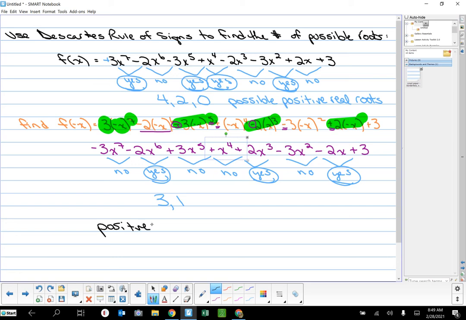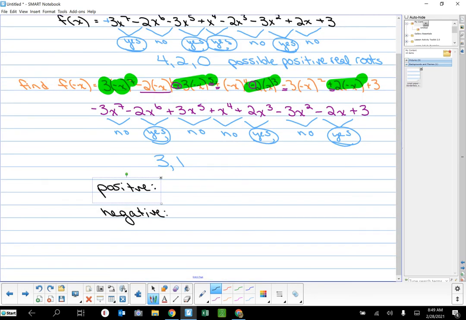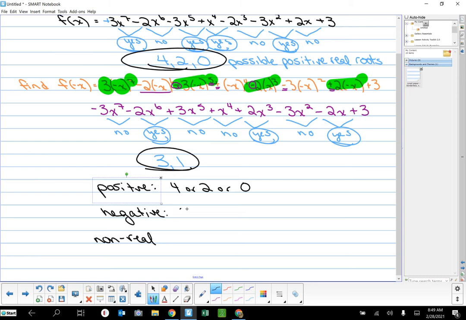All right, so now in varsity, here's how it's going to look. Positive, negative, and then I think it says non-real. Okay, so our positives were these guys: 4 or 2 or 0. Our negatives, these guys: 3 or 1.